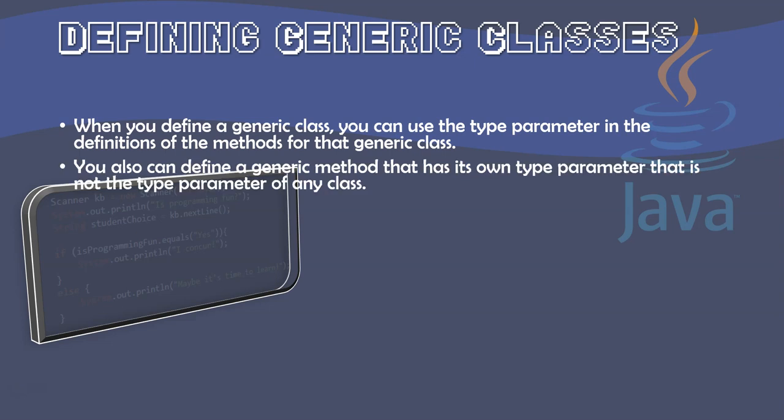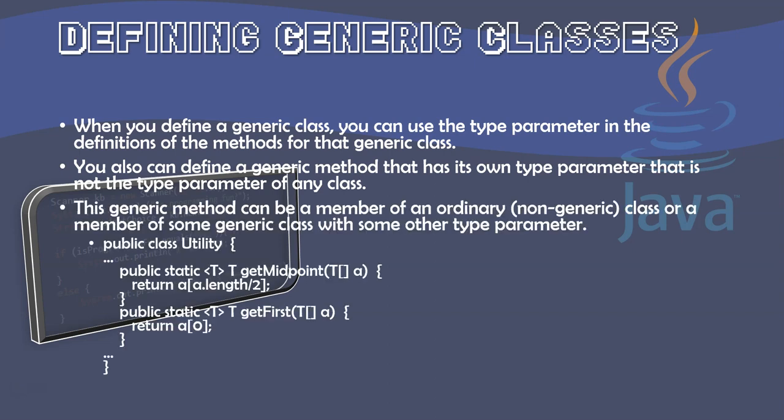We can also define a generic method that has its own type parameter that is not the type parameter of any class. If we look at this example, a generic method can be a member of any ordinary or non-generic class, or a member of some generic class that has some other type parameter. Let's say we have a public class Utility, and we're saying public static T getMidpoint(T[] a), returning a[a.length / 2].